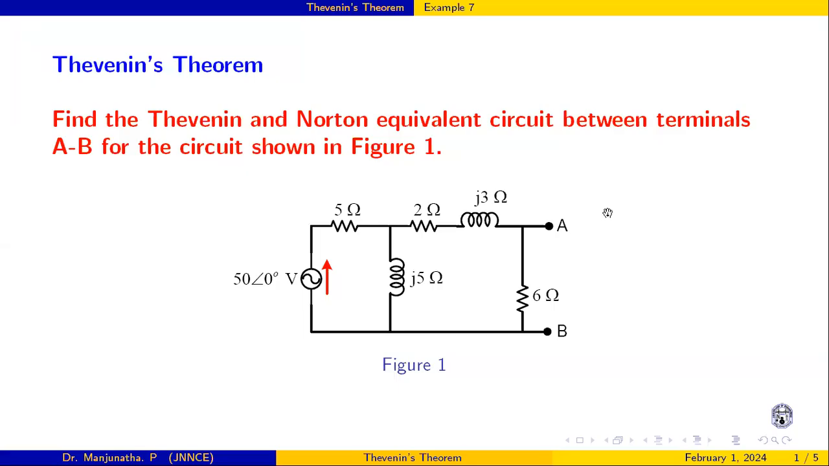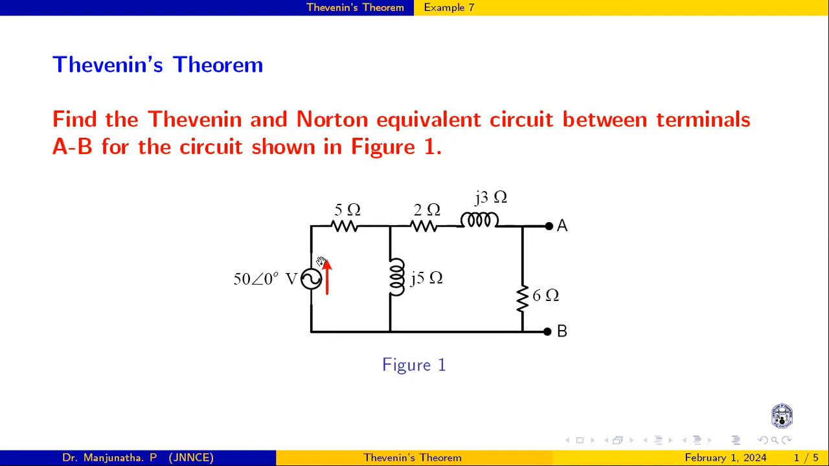This video demonstrates Thevenin's theorem for AC circuits. In this case, find the Thevenin and Norton equivalent circuit between terminals AB, meaning these two terminals. So we'll see this circuit.